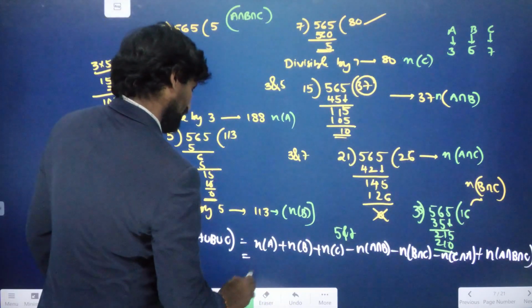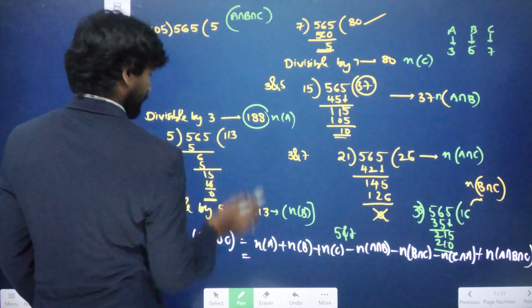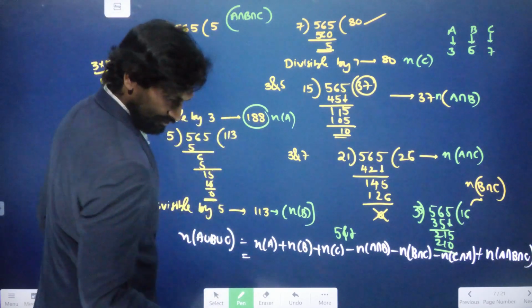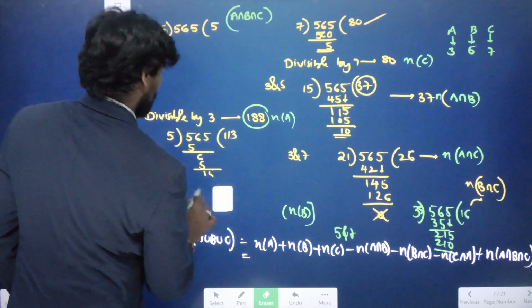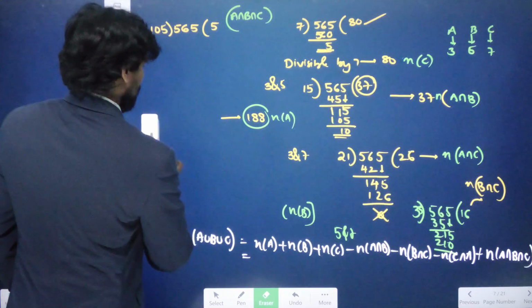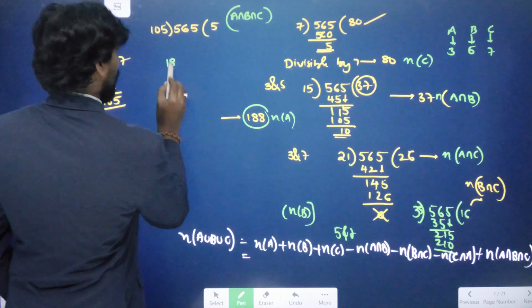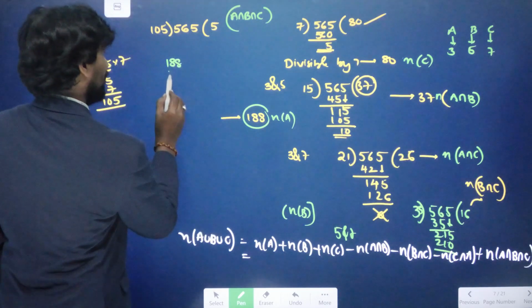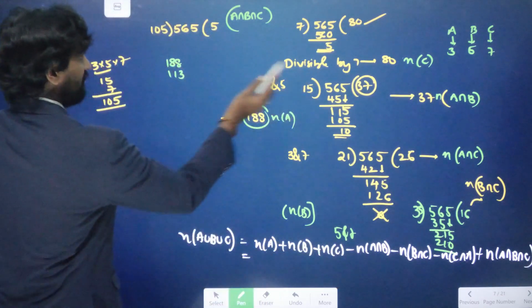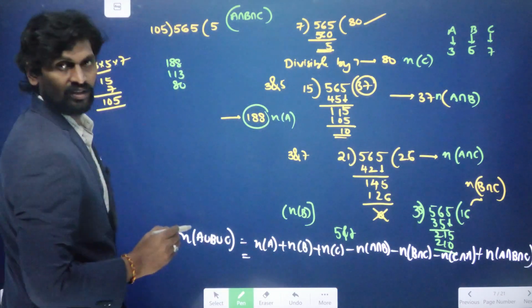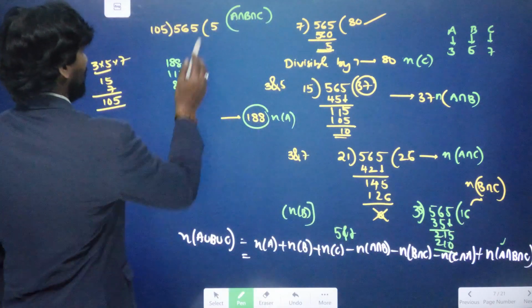Okay, n of A, how much? n of A value is 188. n of B is 113. n of C value is 80. Next, n of A intersection B intersection C is 5.